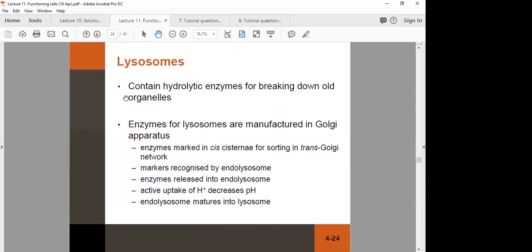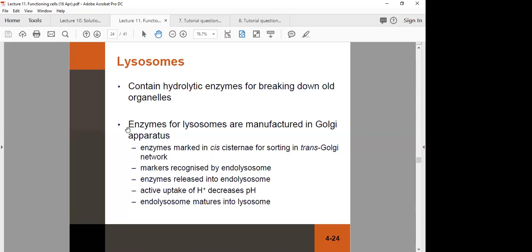Lysosomes contain lots of different hydrolytic enzymes. These are enzymes that will break stuff down. They'll break down old organelles. They will break down large molecules into small molecules. So, for example, large proteins might be broken down into amino acids, which can then be reused. Large polysaccharides could be broken down into monosaccharides. RNA molecules that are no longer required can be broken down into nucleotides, and so on.